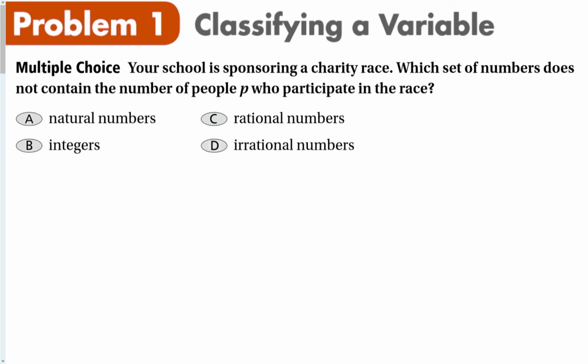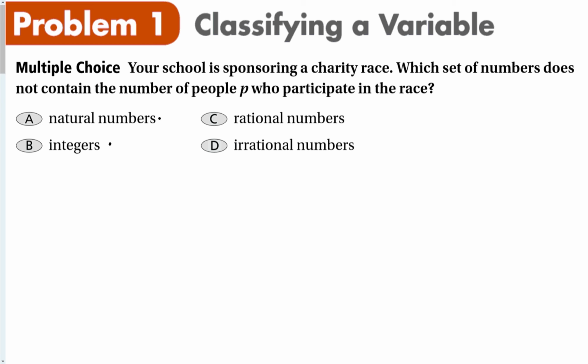Let's try it with a little word problem here. Your school is sponsoring a charity race. What set of numbers does not contain the number of people who participate in the race? Well, let's think about this for a second. Could a natural number be the number of people that are in the race? Yeah. What are natural numbers? 1, 2, 3, 4, 5, 6, 7, right? Those represent the number of people in a race. Yeah, it could work. Integers could work as long as you don't have any negatives, right?